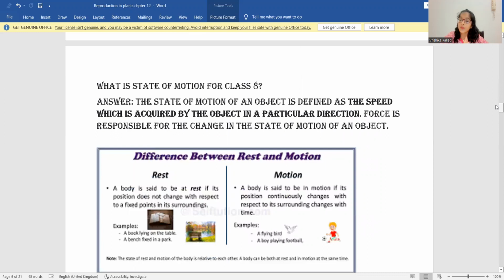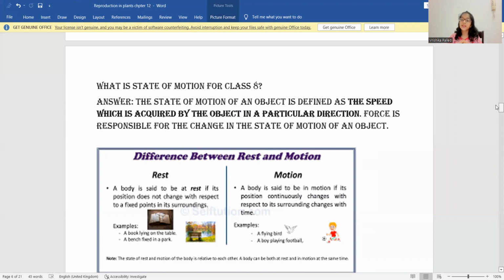What is state of motion? The state of motion of an object is defined as the speed which is acquired by the object in a particular direction. Force is responsible for the change of the state of motion of an object.